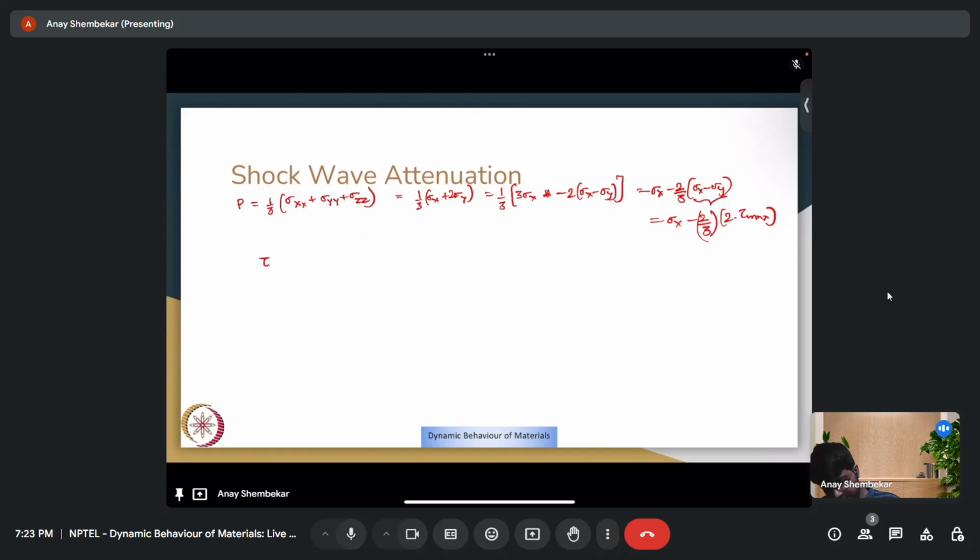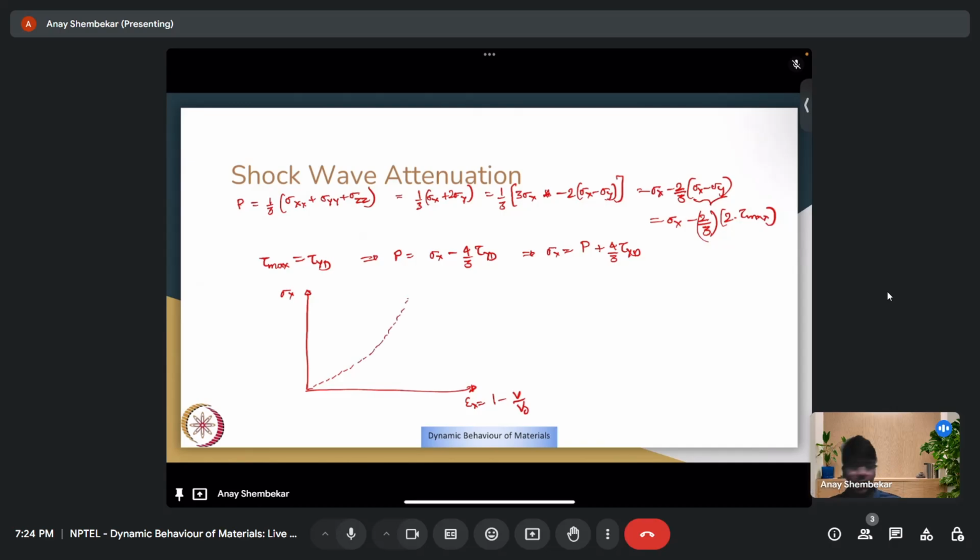For plastic deformation, we know that tau max equals tau yd. At this point, the plastic deformation will start. Therefore, pressure can be written as sigma x minus 4/3 tau yd, which means sigma x is pressure plus 4/3 tau yd. So if I again plot my curve, sigma x is equal to (1 minus v) upon v naught. My Rankine-Hugoniot ideal case would look like this.